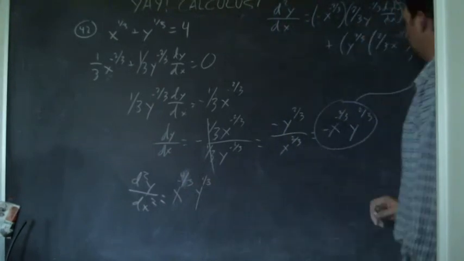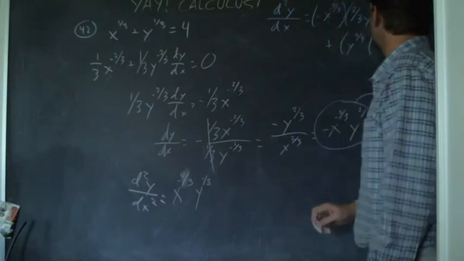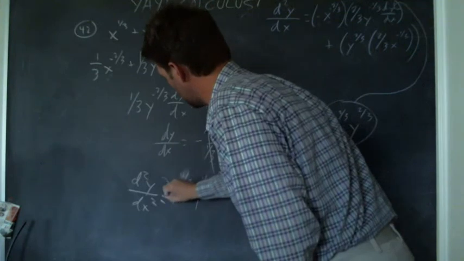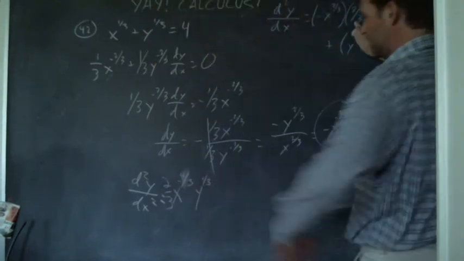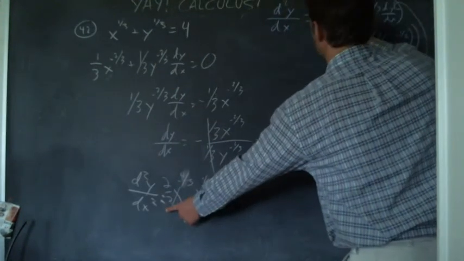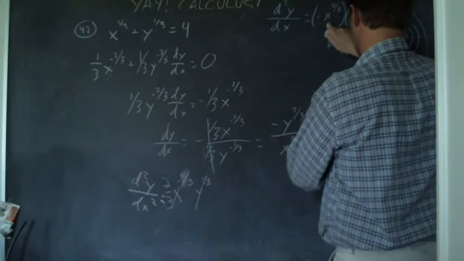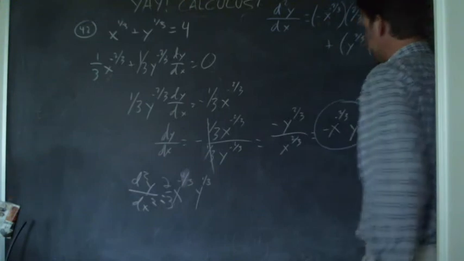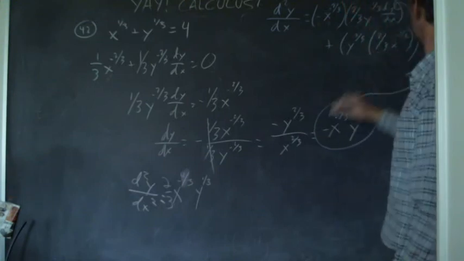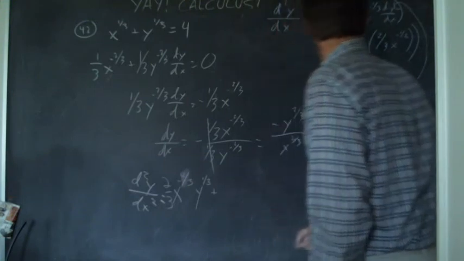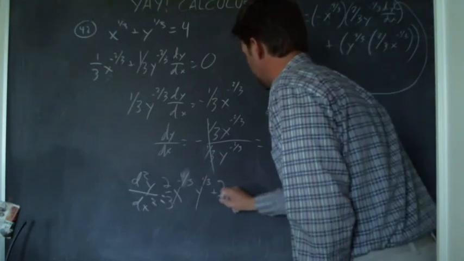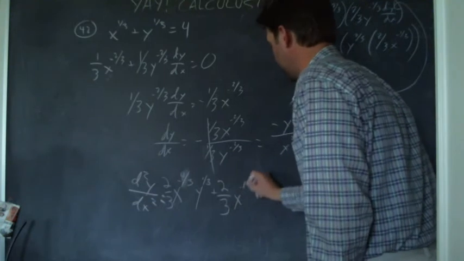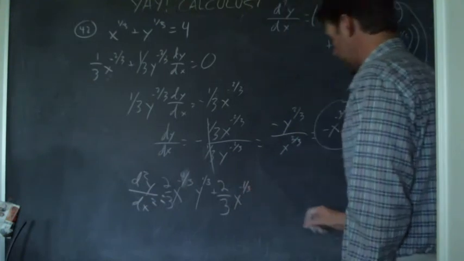And then these two, that's just, oh, I forgot about the 2/3 up there. Let's try that again. 2/3, the two x's, two y's, we're good to go. And then this in here says plus 2/3 x to the negative 1/3 y to the 2/3.